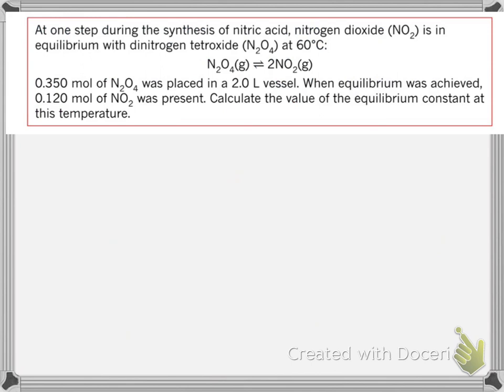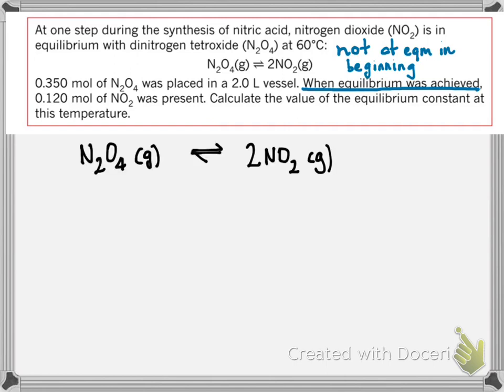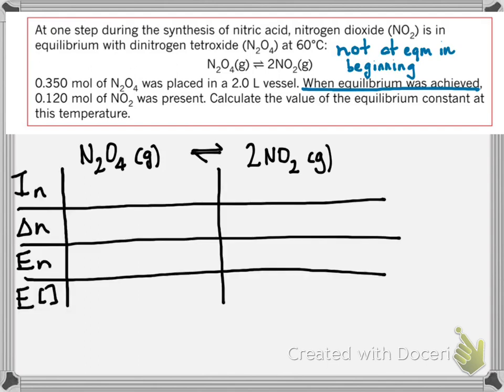All right, I want you to pause the video and write down this question. This is from the textbook. Note it says when equilibrium was achieved. That means it wasn't at equilibrium in the beginning, so we have to set up an ICE table for this question. So write out the equation separating the reactants and products, so you've got room. Set up the ICE table, and then enter the information from the question.